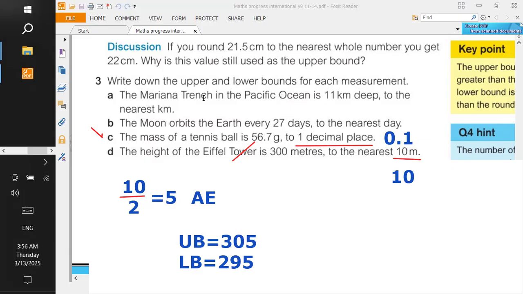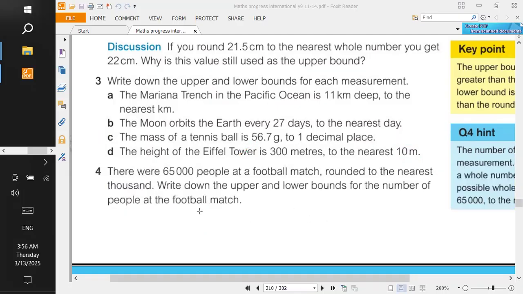So we understand if it's a unit, we use 1. If it's one decimal place, we use 0.1. If it's two decimal places, we use 0.01. If it's a number, we use the number that they gave us. Let's take a look at this question here. Now we understand the steps. We don't have to do the whole steps, okay?